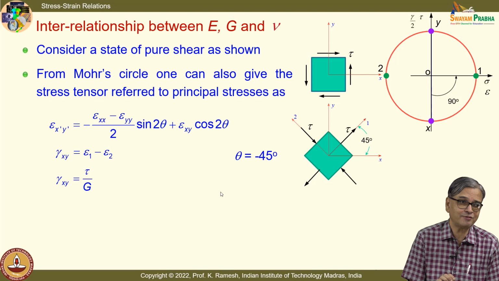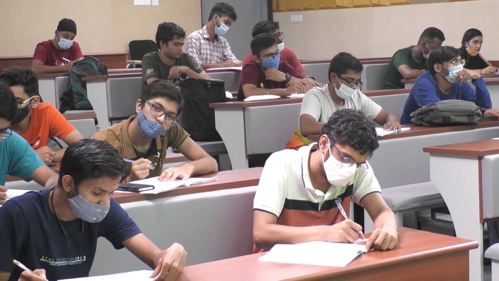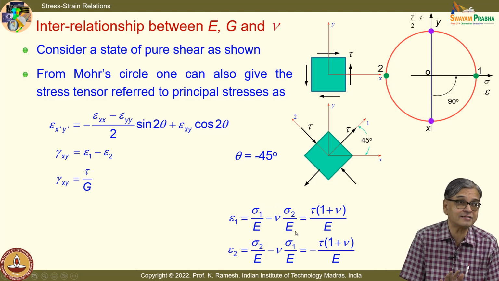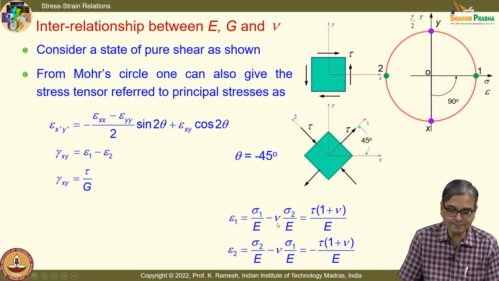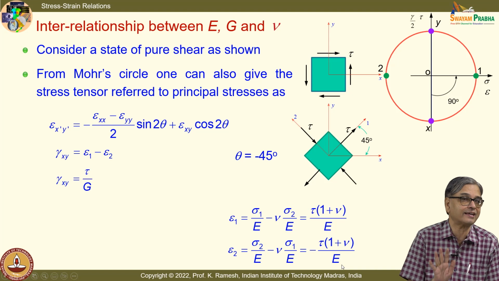I can write epsilon 1 and epsilon 2 in terms of the normal stresses. Can you write that and check it with me? So, I get this as epsilon 1 equal to sigma 1 by E minus nu times sigma 2 by E. When I substitute what is sigma 1 and sigma 2? Sigma 1 is tau and sigma 2 is minus tau. So, when I substitute, I get epsilon 1 as tau into 1 plus nu by Young's modulus E, and epsilon 2 as sigma 2 by E minus nu times sigma 1 by E equal to minus tau times 1 plus nu by E. Is the idea clear?